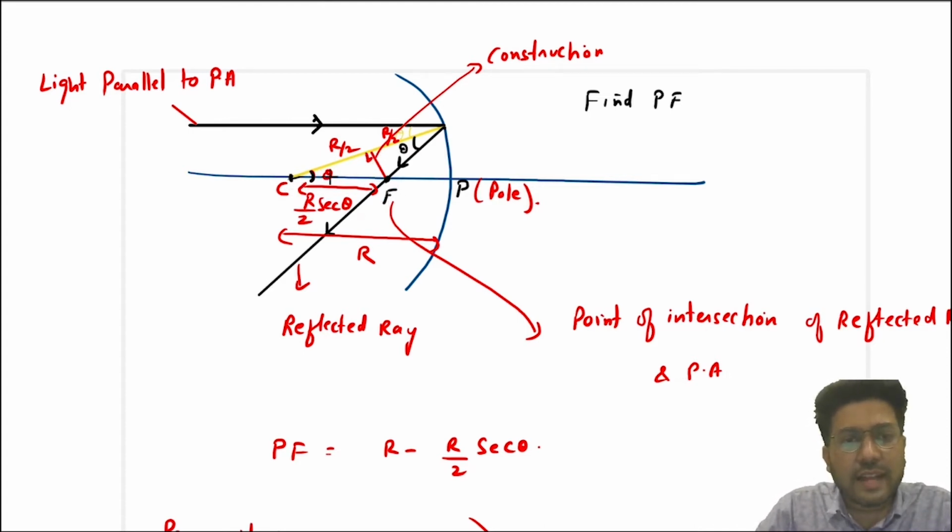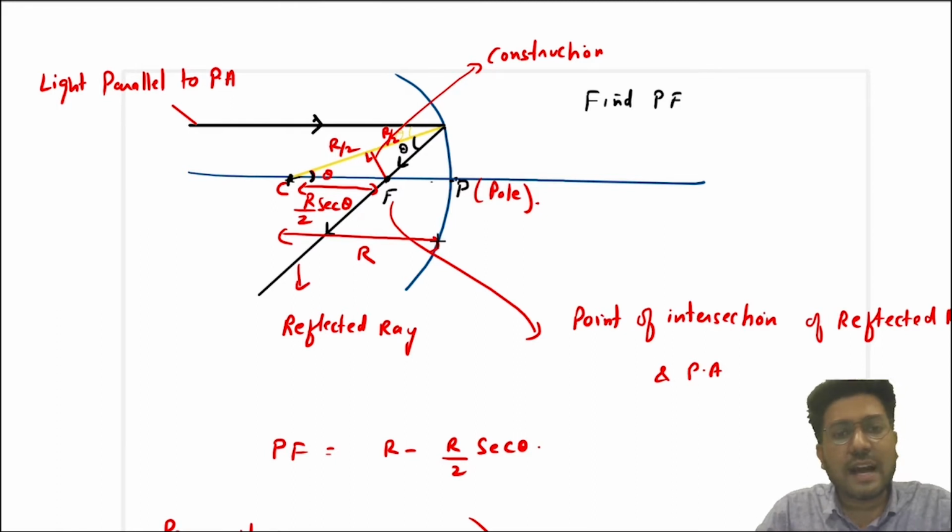Because this is a right angle triangle, if this is r by 2, then the hypotenuse will be r by 2 sec theta, because our hypotenuse is obviously greater than the base. Now CP is R. Why? Because the line joining the center and the circumference will be equal to R. The distance between the center and the circumference is equal to R.